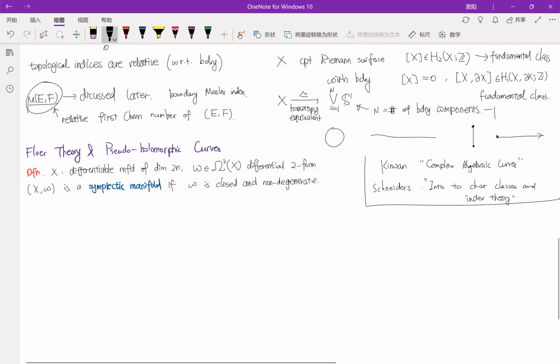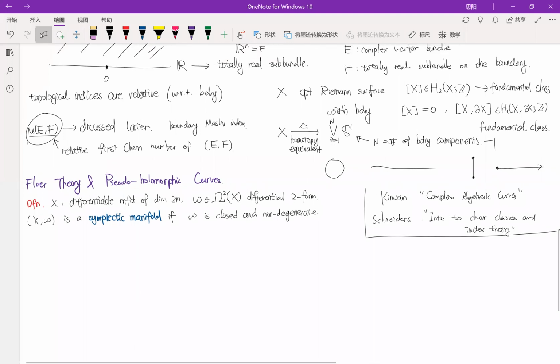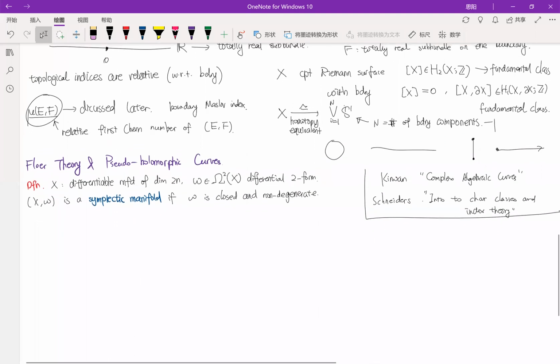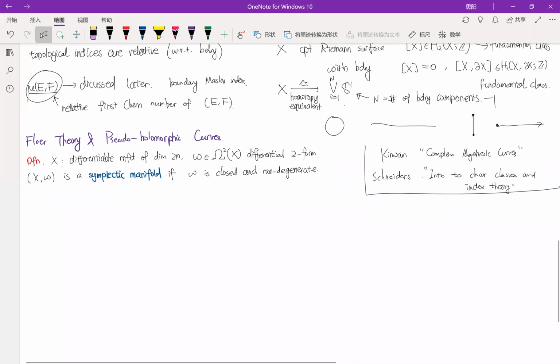Okay, it is the best time to go into the meeting because we are talking about symplectic geometry.